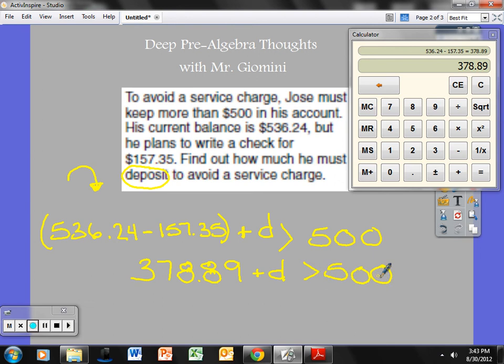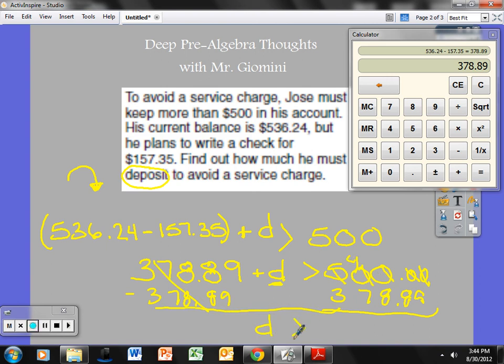So let's find out how much, what's the guy's name? Jose must now put into his account with that deposit. So I want to isolate this variable. I'm going to subtract 378.89 from both sides. I could put a decimal point and add 2 zeros. That's going to cross all these out. These zeros, this becomes a 4. These cancel out. I'm left with D must be greater than, let's see, that becomes a 10.